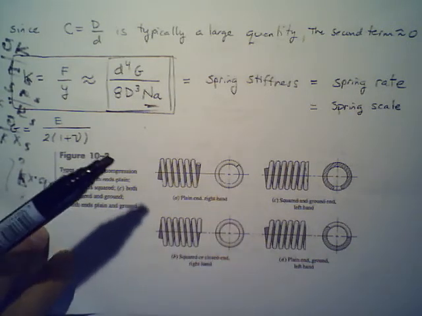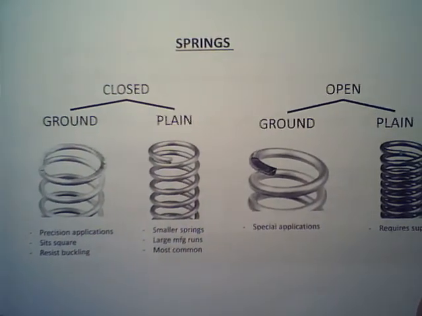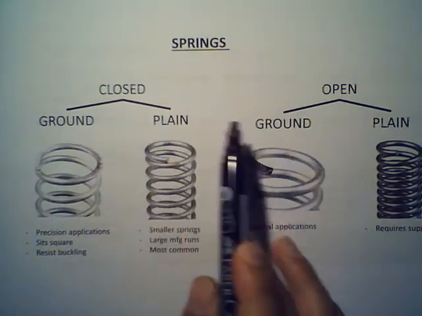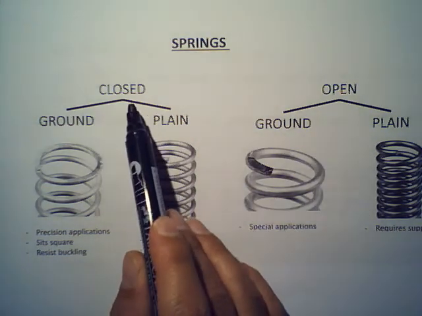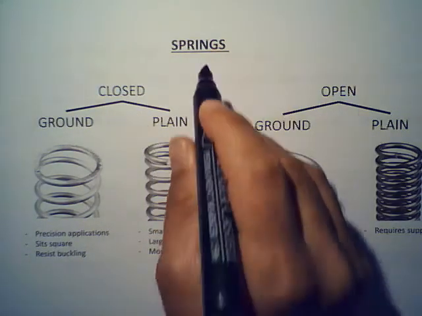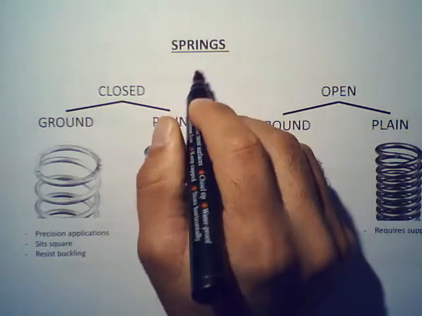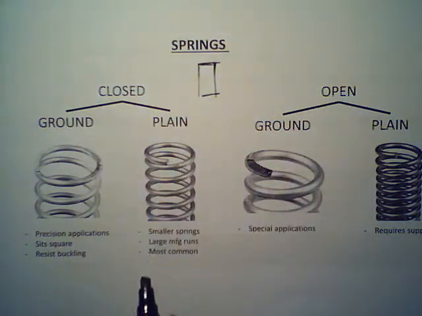Here it shows you a little bit what that means, but I have a figure that would quickly illustrate what we essentially mean by springs closed and open. Springs have four different types, which are under two main categories. You have closed springs and then you have open springs. For closed, what that really means is that if you look at the end of the spring from this direction, you're going to see that the spring forms something like that.